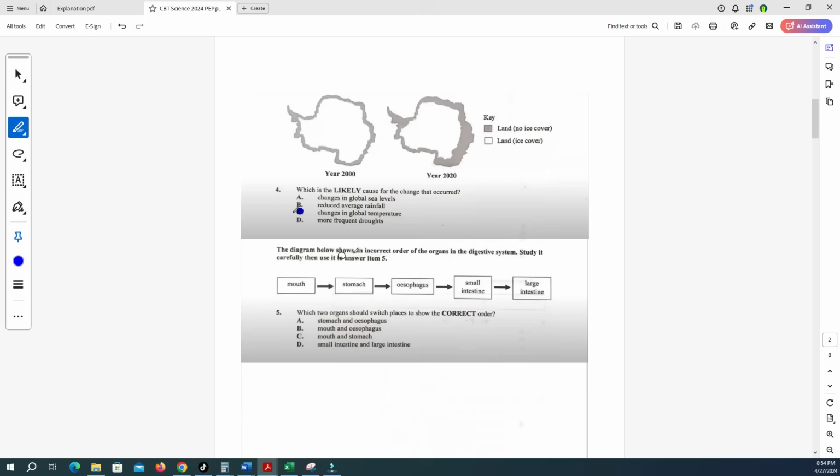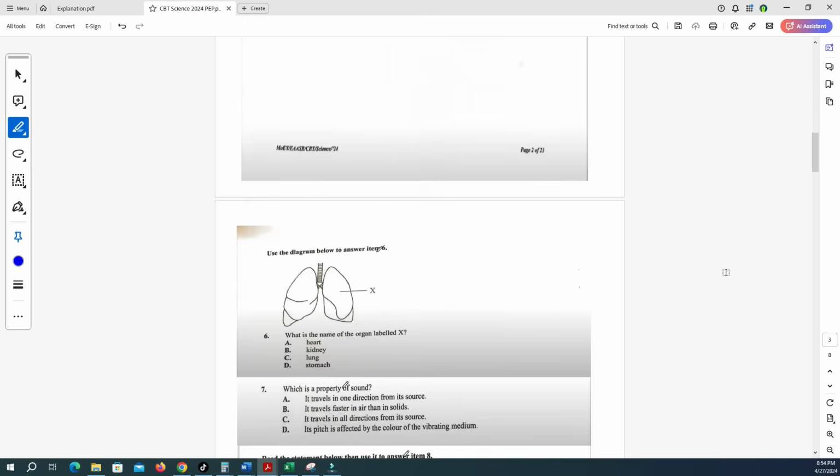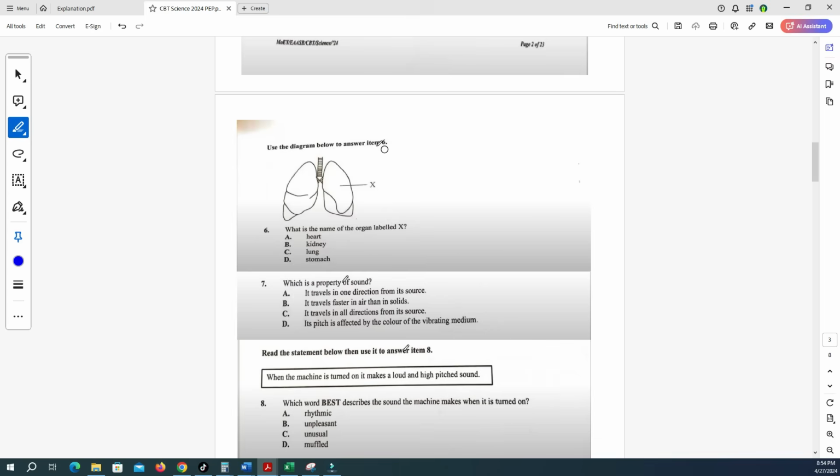All right. The diagram below shows an incorrect order of the organs in the digestive system. Study it carefully, then use it to answer item 5. So mouth, stomach, oesophagus, then the small intestine, large intestine. Something is wrong here. I think from the mouth, the oesophagus would be second. So I would say the stomach and the oesophagus should be replaced. Oesophagus here, stomach over here, and that makes more sense. So I'll choose A.